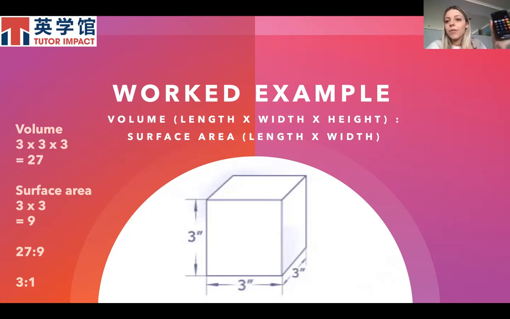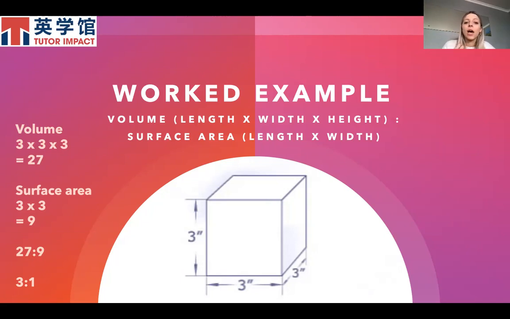So we need to work out 3 times 3 times 3. So if you can't do this in your head, you can use the calculator. So it's 3 times 3 times 3. And this figure is 27. So 3 times 3 times 3 is 27. So we've worked out the volume of this cube.